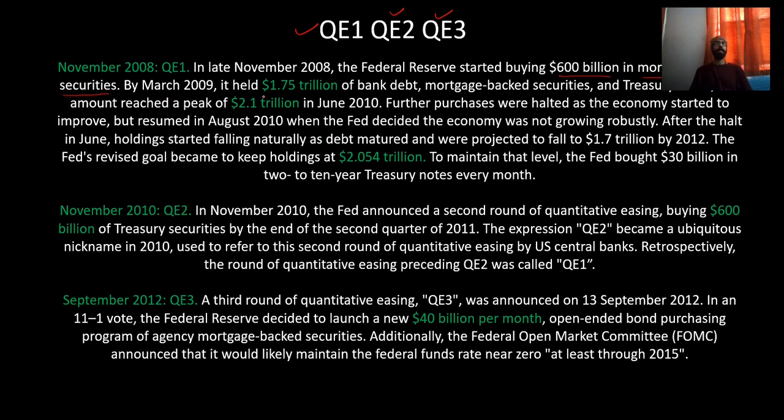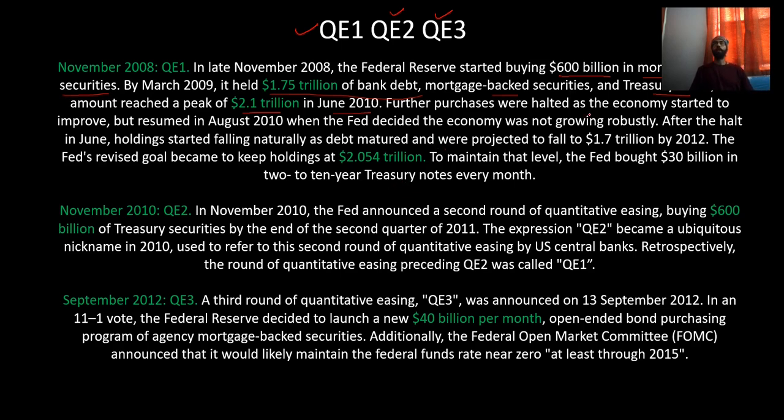By March, it held 1.7 trillion of bank debt. Right? 1.7 trillion of bank debt, mortgage-backed securities and treasury notes. This amount reached its peak of 2.1 trillion in June 2010. So this is how the central bank was giving a certain amount of liquidity to the system by absorbing certain kinds of assets which they were not absorbing previously.